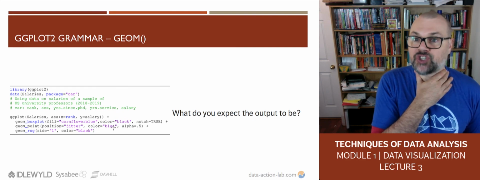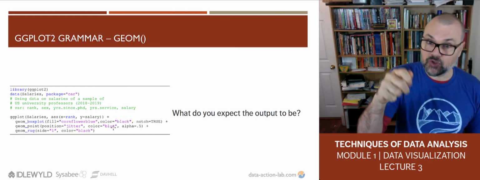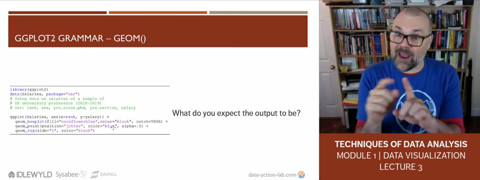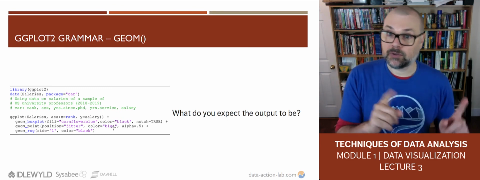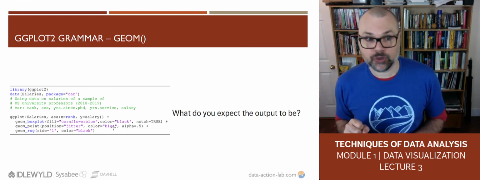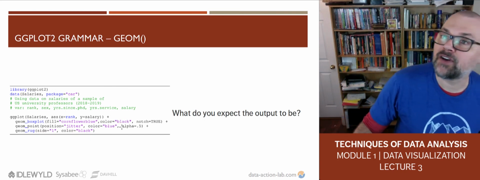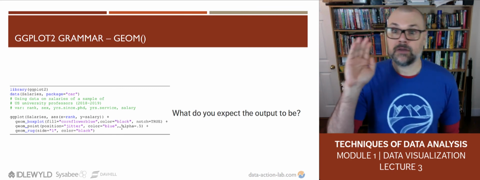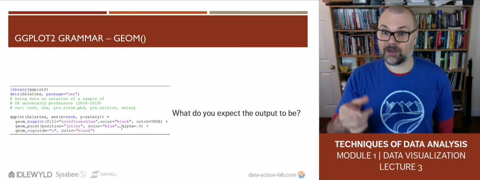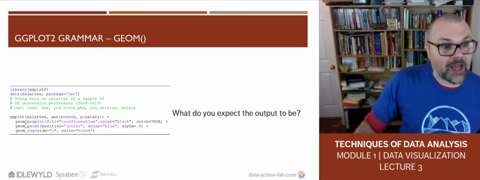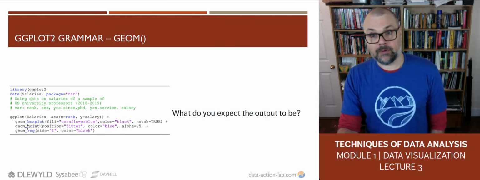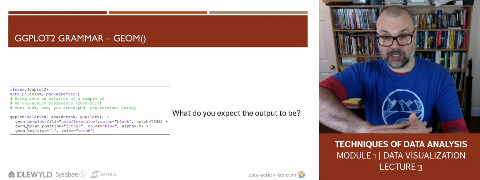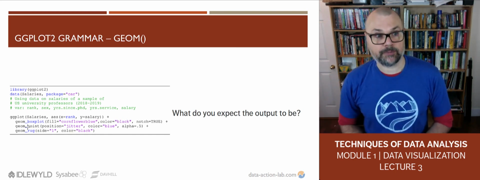There's a position equals jitter option. This option is chosen so that the points don't all overlap on top of one another. So we're going to give them a little random noise so that we can see the extent of the distribution of salaries. And an alpha of 0.5, alpha represents the transparency. So it's not going to be completely covering what's underneath it. And the order in which we add the geometries matters, right? ggplot's going to first layer the box plots, then on top of that it will layer the point geometry.